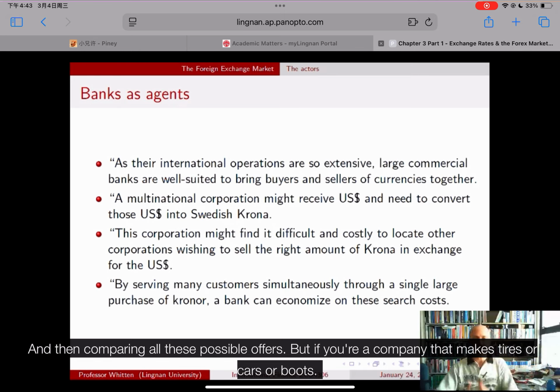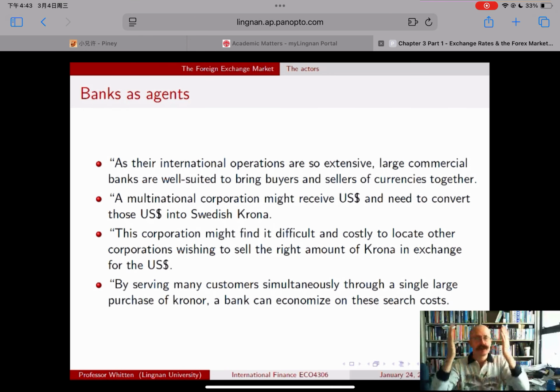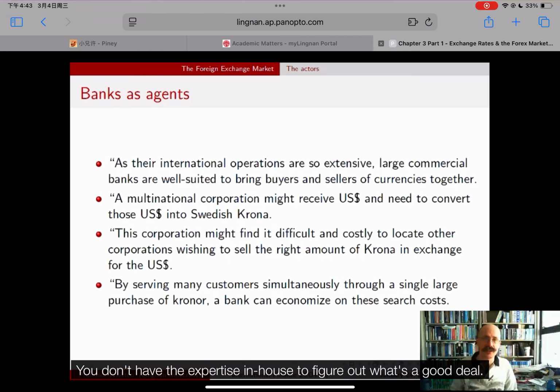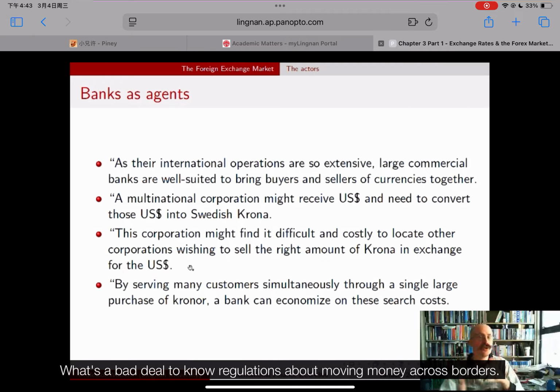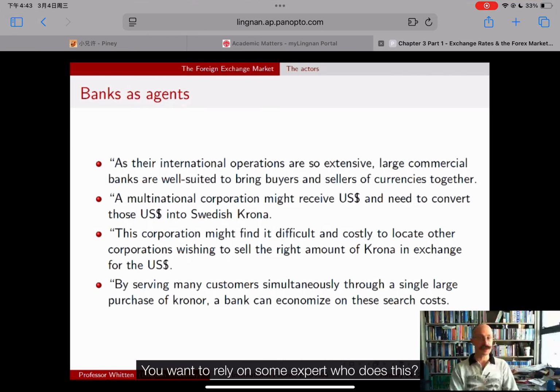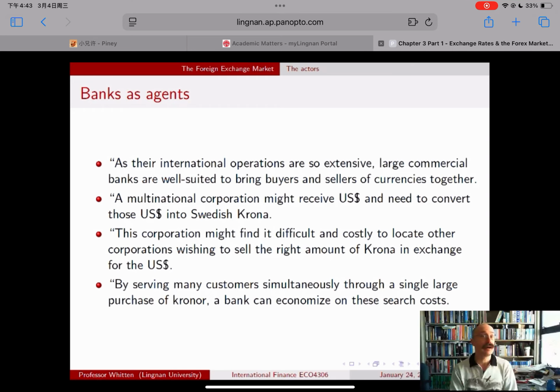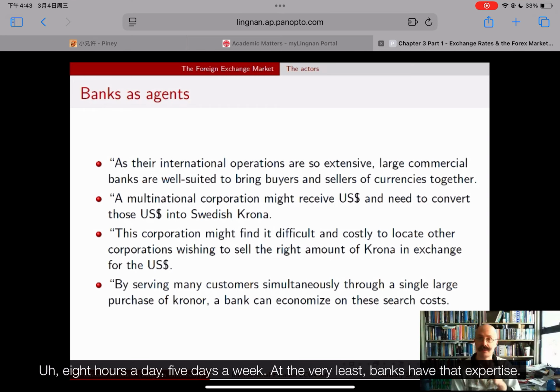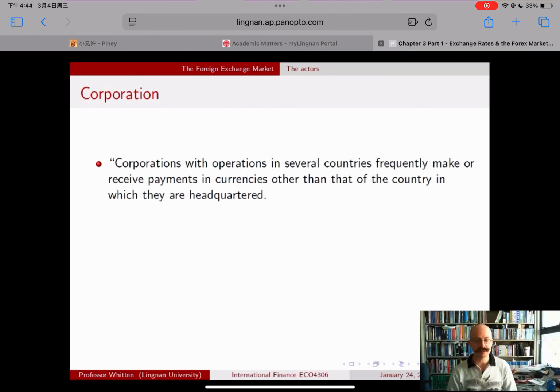But if you're a company that makes tires or cars or boots, you don't have the expertise in-house to figure out what's a good deal, what's a bad deal, to know regulations about moving money across borders. You want to rely on some expert who does this 8 hours a day, 5 days a week, at the very least. Banks have that expertise.